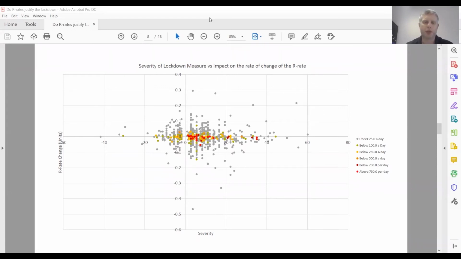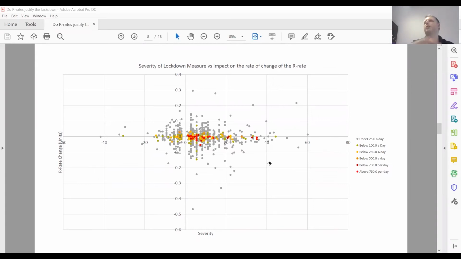On one side, this axis here is the change in the R rate. So basically it's saying, what does 0.1 mean? It means that for every day that passes, comparing pre and post, the R rate is decreasing at 0.1 a day more after the lockdown or after the measure than before the measure. So a positive number there means that the R rate has been reduced or is reducing.